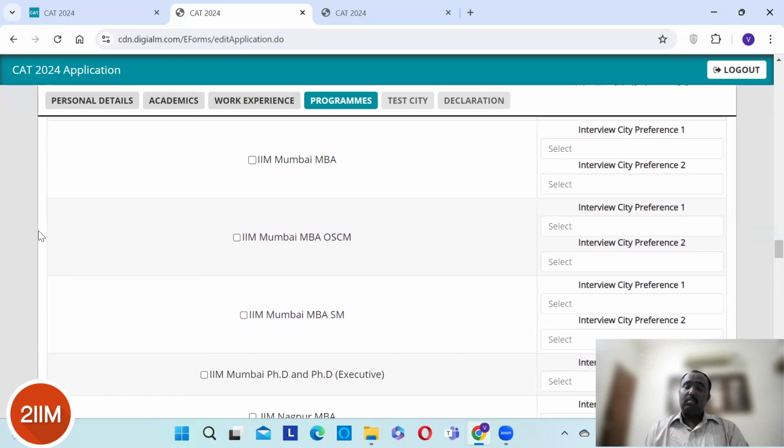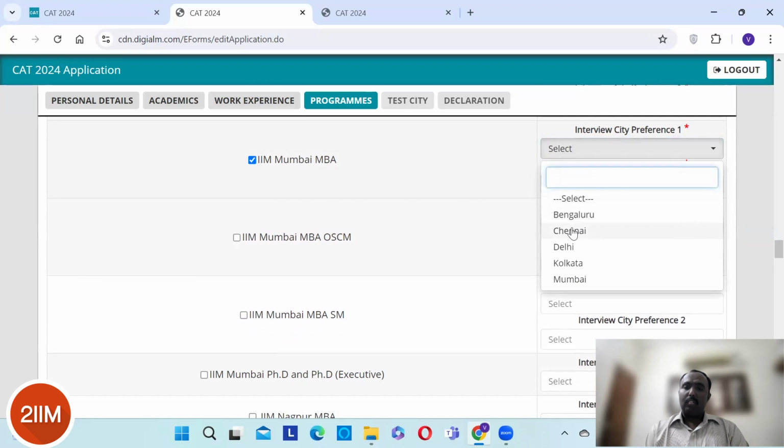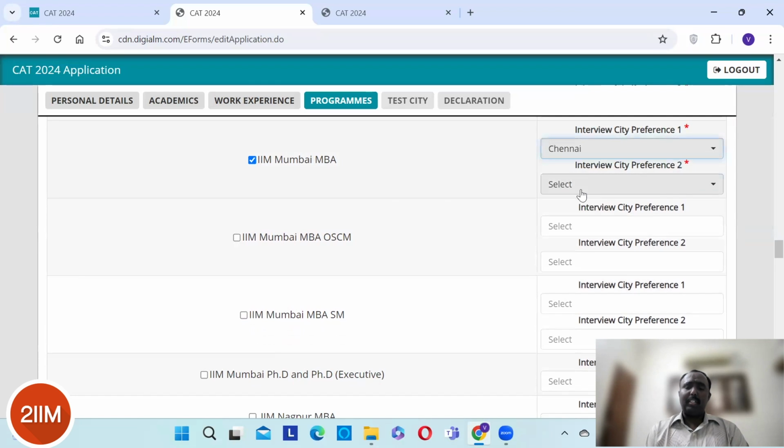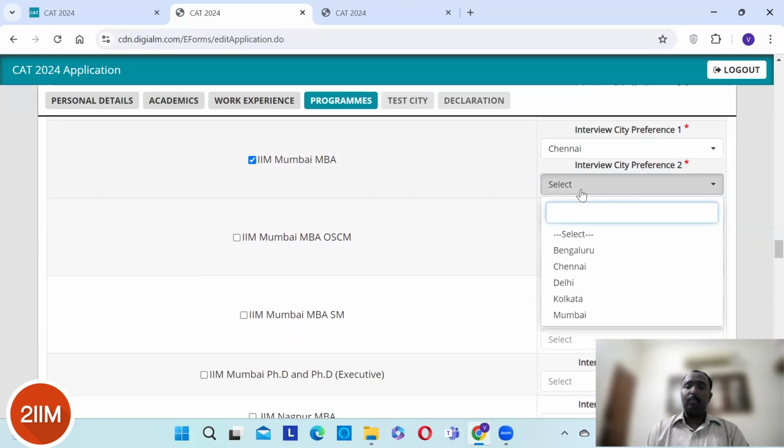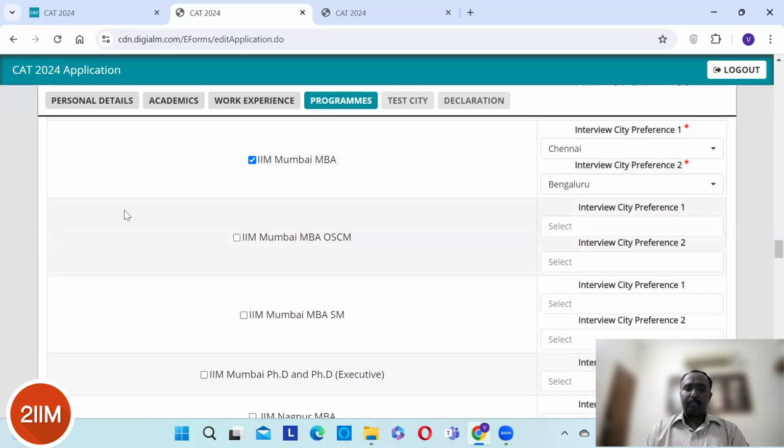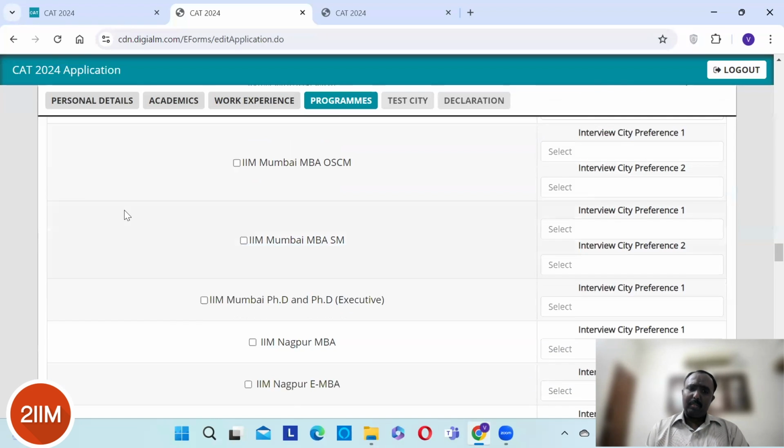IIM Mumbai, NITIE. All of you should be knowing this. NITIE has been renamed to IIM Mumbai. So you can always go for it. Sustainability management they have. This is their supply chain management program for it.